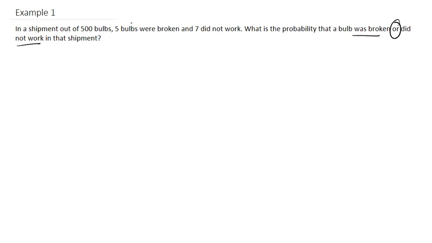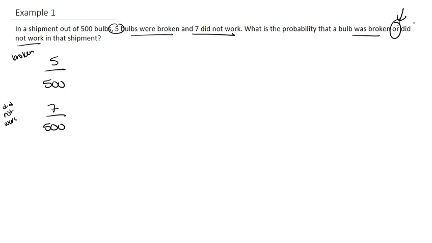So out of a shipment of 500, 5 bulbs were broken. So we go 5 out of 500. Let me put broken here. And then did not work. We see that there was 7 out of 500. So now we have found both probabilities, and because it's an OR, we know we need to add them together.